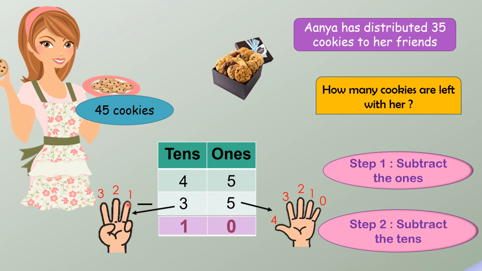That means a total of 10 cookies are left. After giving 35 to her friends, she is left with 10 cookies.